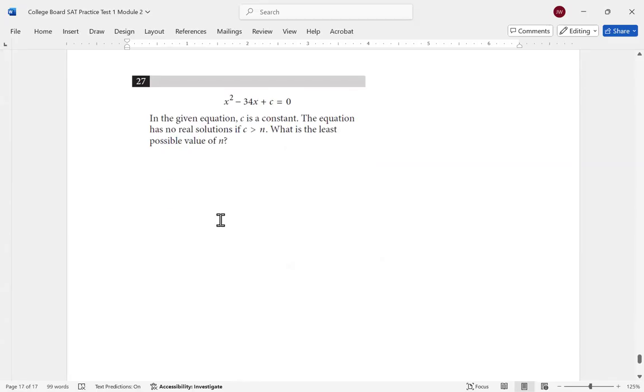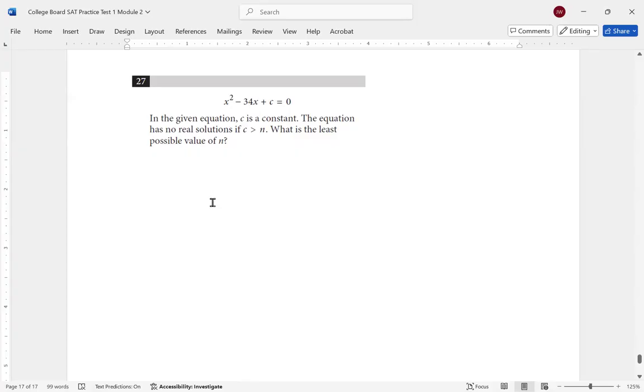Problem 27 has x squared minus 34x plus c equal to 0. In the given equation, c is a constant. The equation has no real solutions if c is greater than n. What is the least possible value of n?